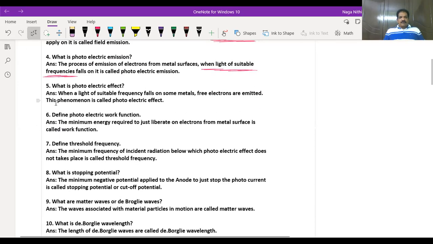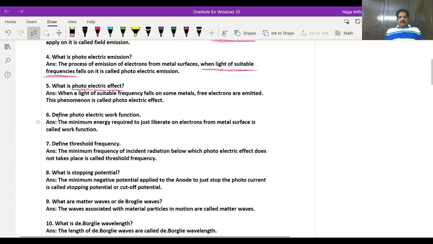Next, see the fifth question. What is the photoelectric effect? Photo means light, and electric means electrons. When light is incident on some metal surfaces, electrons come from the metal surfaces. That effect is called the photoelectric effect. The definition: when light of suitable frequency falls on some metals, such as sodium, potassium, lithium, alkali metals, free electrons come out from them. This phenomenon is called the photoelectric effect.